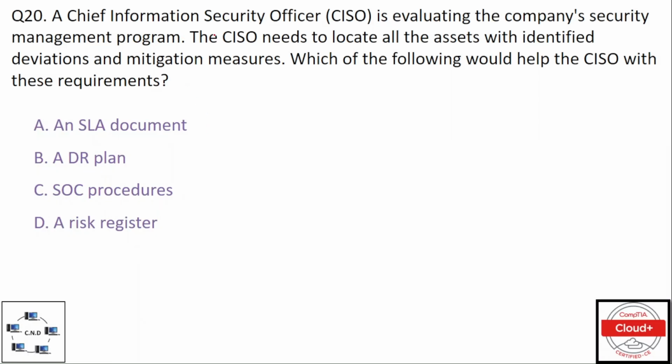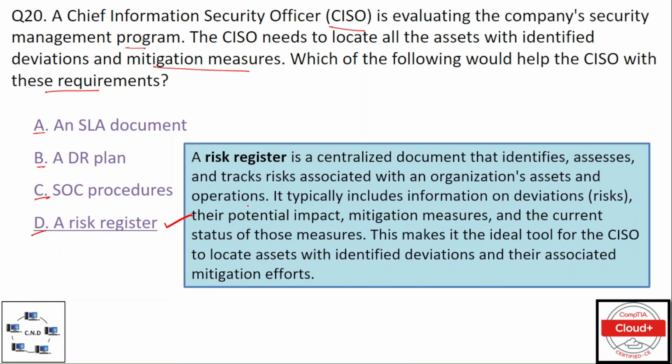Question number 20. A Chief Information Security Officer, that is CISO, is evaluating the company's security management program. The CISO needs to locate all the assets with identified deviations and mitigation resources. Which of the following would help the CISO with these requirements? The options are option A, an SLA document, option B, a DR plan, option C, SOC procedures, and option D, a risk register. And the correct option is already highlighted, that is option D, a risk register.